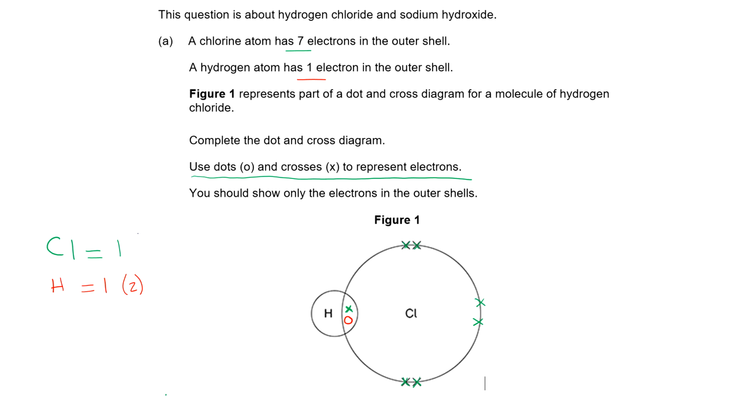And if we just add up then to double check, we can see that chlorine has 2, 4, 6, 8. And we can also see, if we double check with the hydrogen, hydrogen then has 2 here in its outer shell. And we've shown that both of the atoms then have the full outer shell.